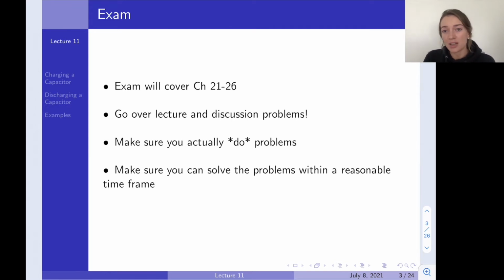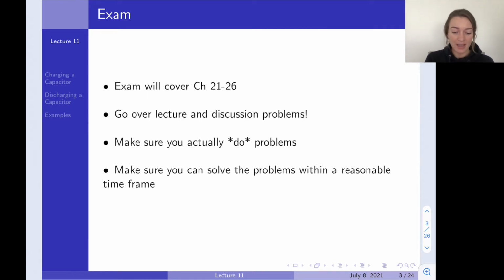So you have to be efficient and effective with your studying, and the best way to do that is by actively doing problems. Like I said, you could watch 5 hours of how to play the piano on YouTube, and you're not going to know how to play the piano at the end of those 5 hours. So just make sure that you actually do a lot of problems. That's the best way to learn.